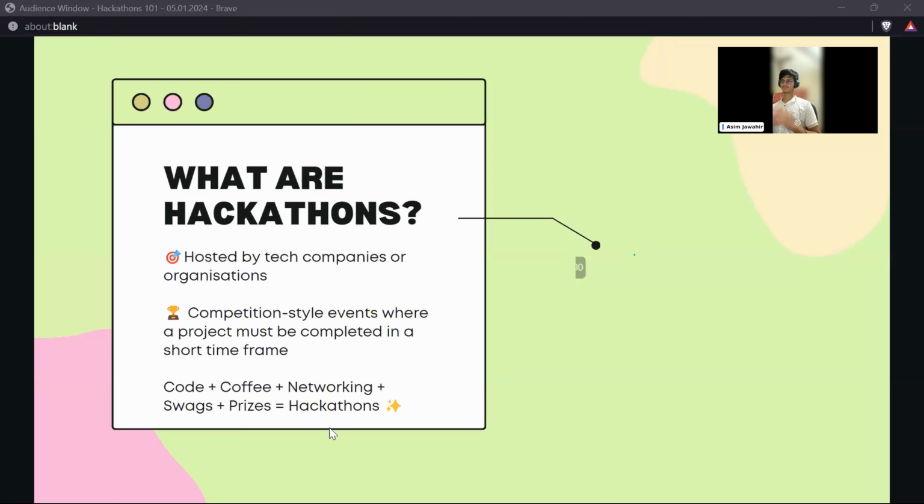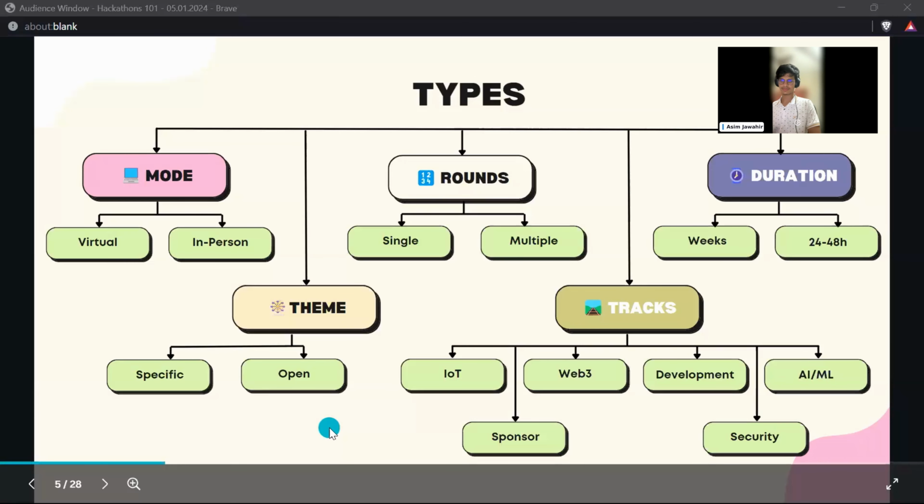Next we can talk about the types. This is a small diagram which basically divides hackathons on the basis of several categories. The first thing is mode. It could be virtual or in person, and nowadays they're also hybrid. For instance, ETH India was totally in person. You were not allowed to participate from your home.